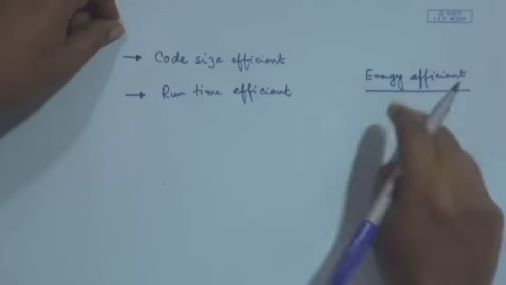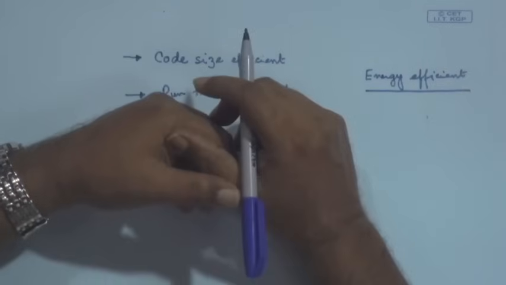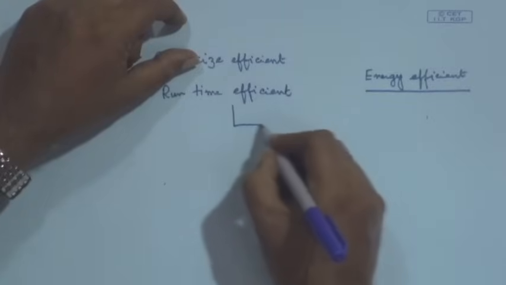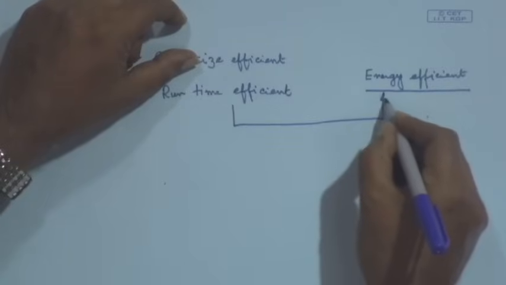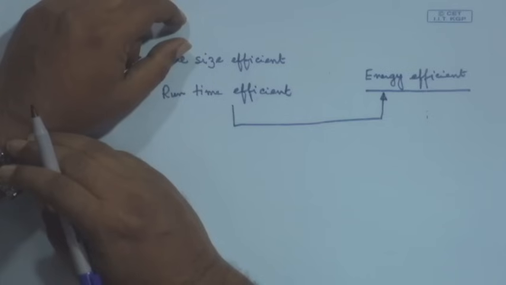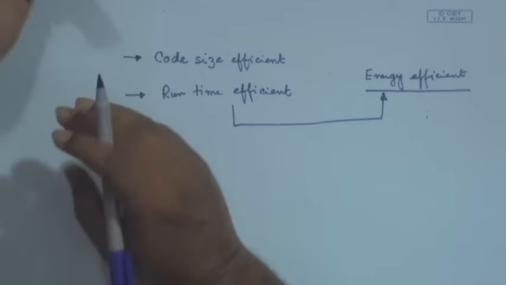Now, we have seen some measures of how to make it energy efficient by dynamic voltage scaling and dynamic power management and other measures, some parallelisms. This parallelism will also make it runtime efficient, and the runtime efficiency will also make it energy efficient, because energy is an integral of power over time.